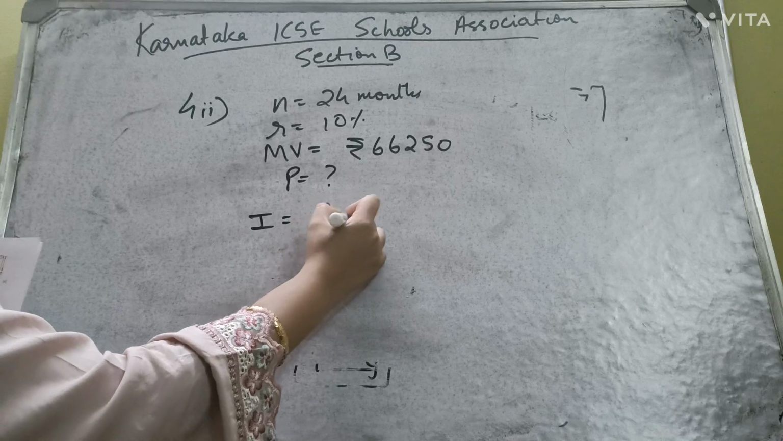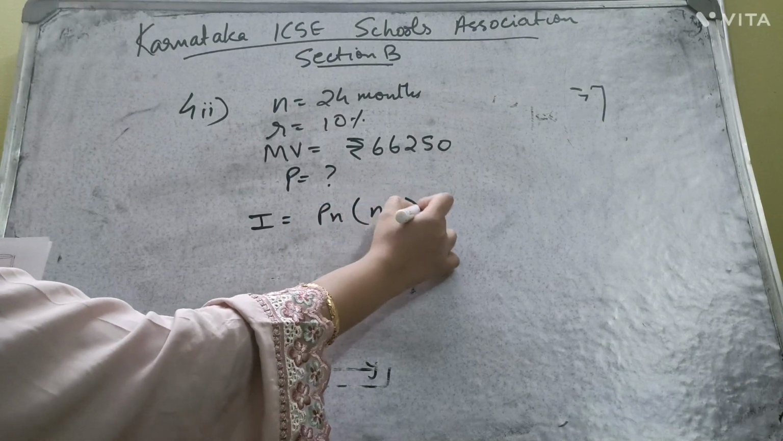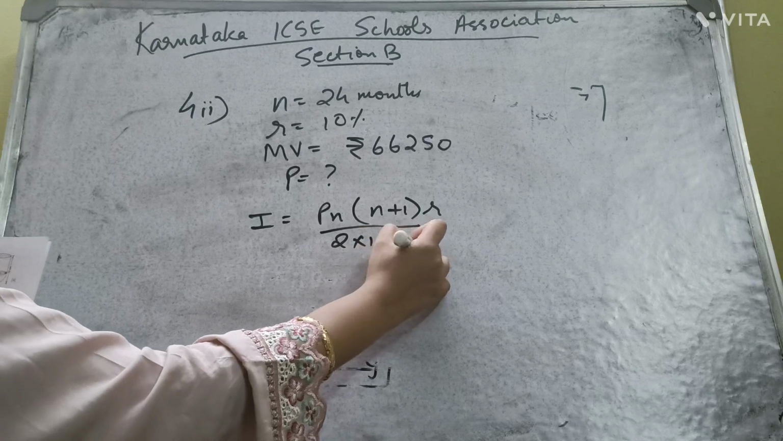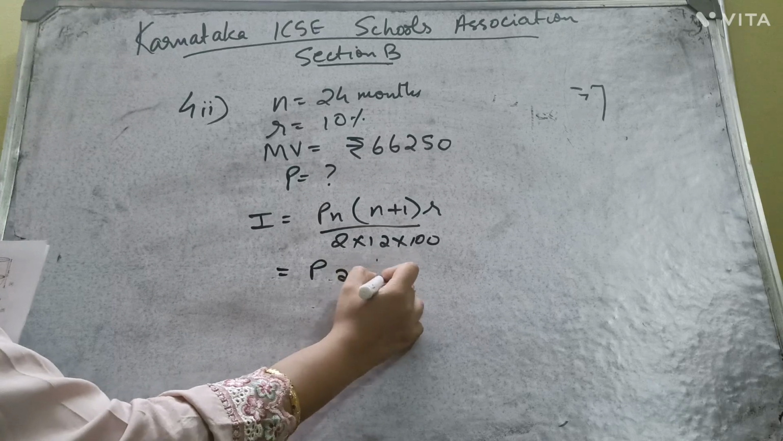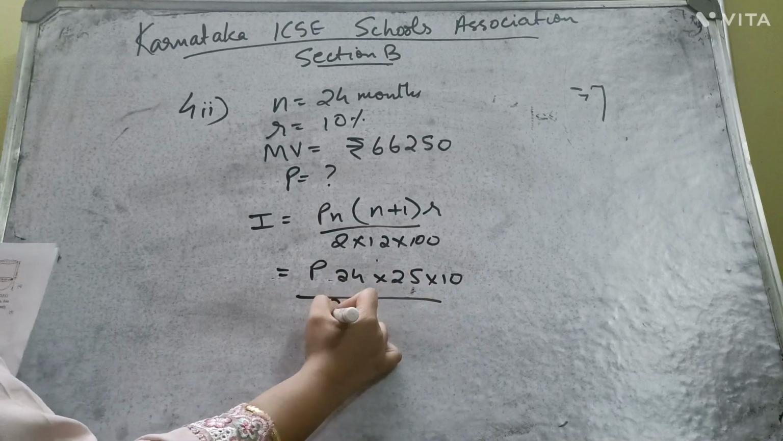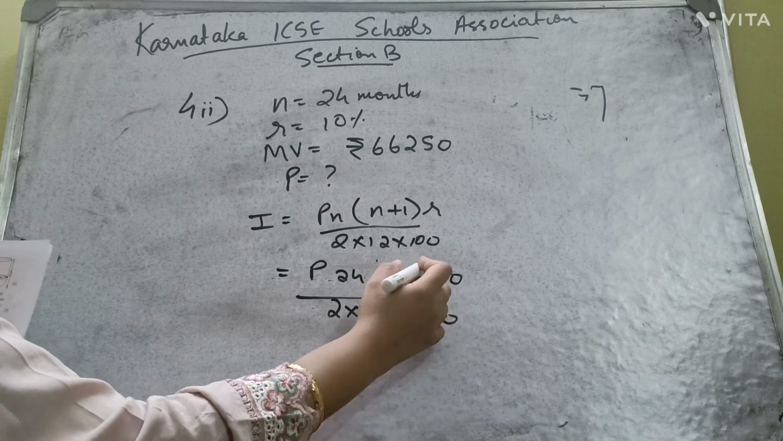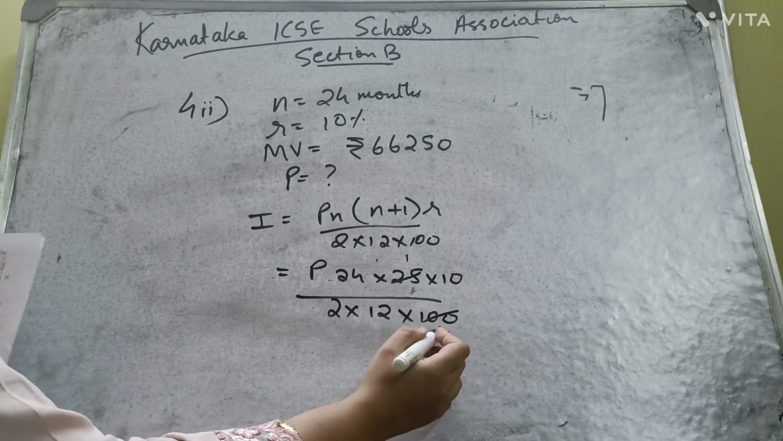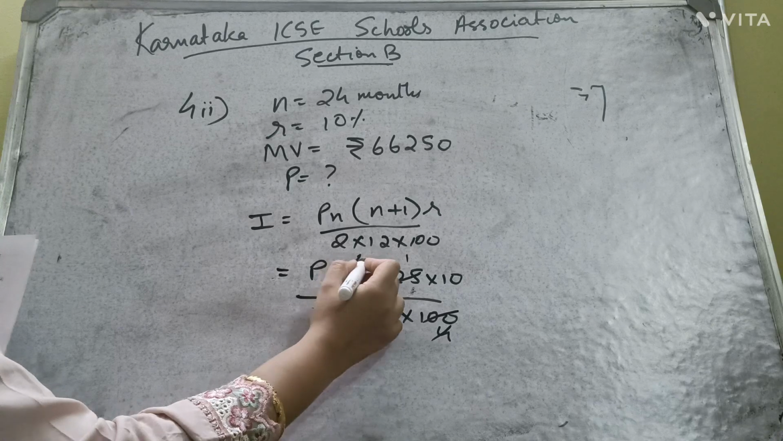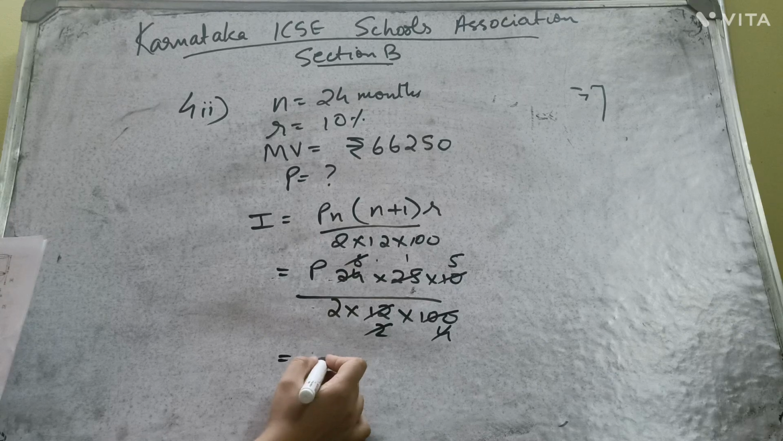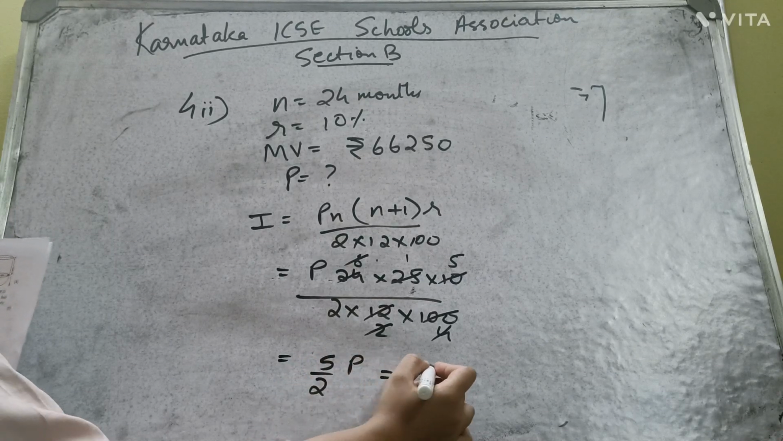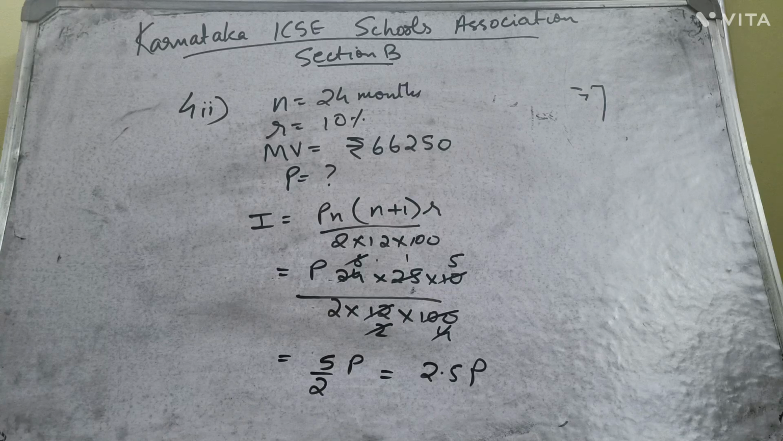So first we will find out the interest. Formula for interest is P into n into n plus 1 into R by 2 into 12 into 100. P we do not know. n is 24 into 25. R is 10 by 2 into 12 into 100. So 25 ones are 25, 4s are 4, ones are 4, 6 are 6, ones are 6, 2s are 2, ones are 2, 5s are... We get 5 by 2 P. You can also take it as 2.5 P. So this is the value of I. So interest, either you can use it as 5 by 2 P or 2.5 P.